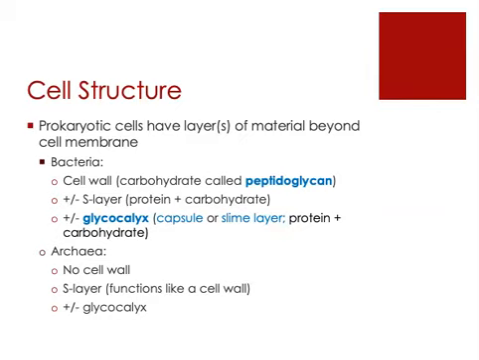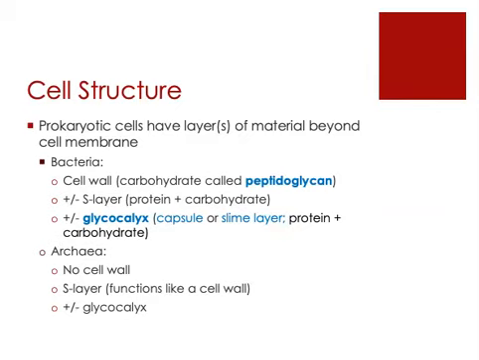To review, we've talked about the cell wall structure in prokaryotic cells. We talked about the fact that bacteria have a cell wall made out of peptidoglycan. And we said that the archaea don't have this cell wall structure. Instead, they have what's called an S layer that replaces the cell wall, if you will. It is a layer of material that sits outside of the membrane and helps protect this single-celled organism that we call archaea.